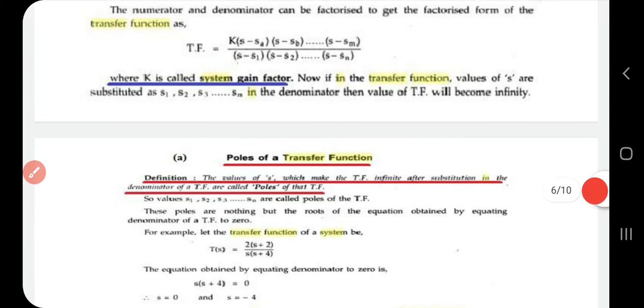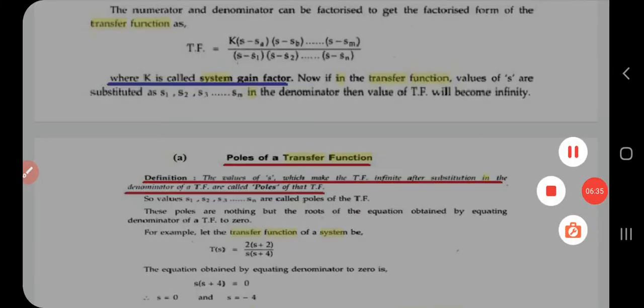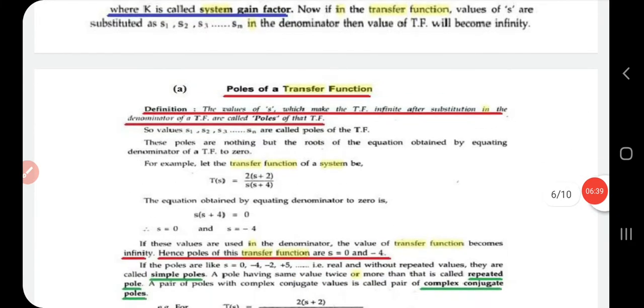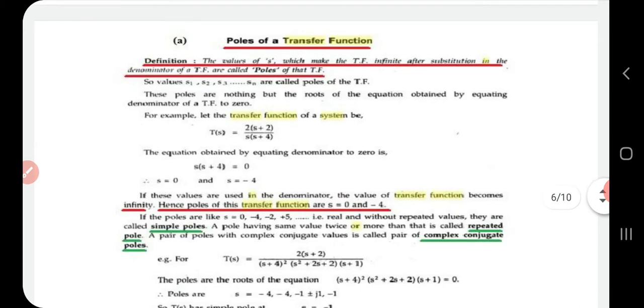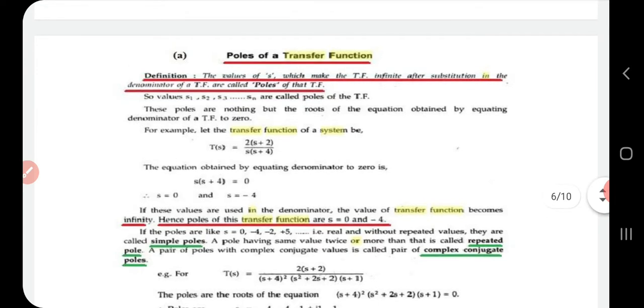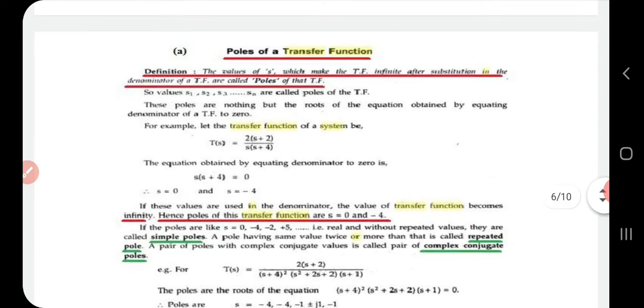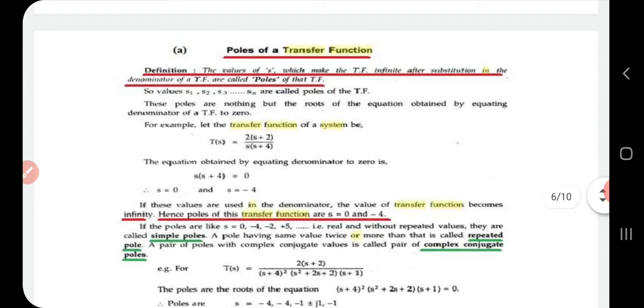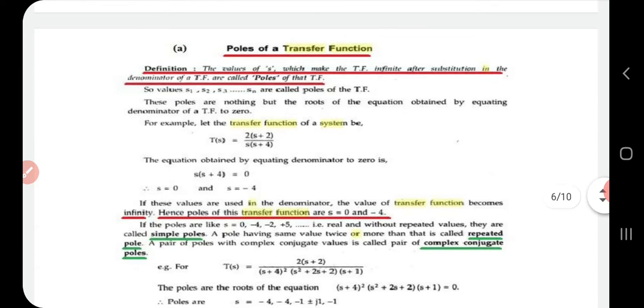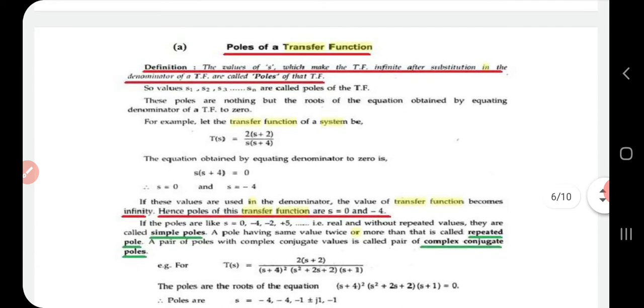Now these are some of the main characteristics of the transfer function. First we will learn about the poles of a transfer function. What are poles? You might have studied this in your mathematical methods in physics. The same concept comes here also. Let us see. The definition: the values of s which make the transfer function infinite after substituting in the denominator of a transfer function are called poles of the transfer function.